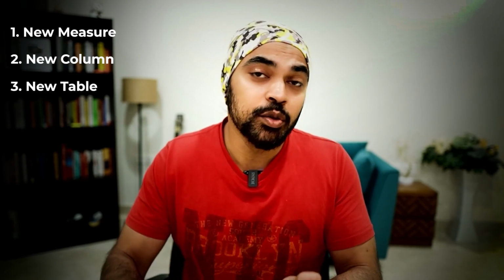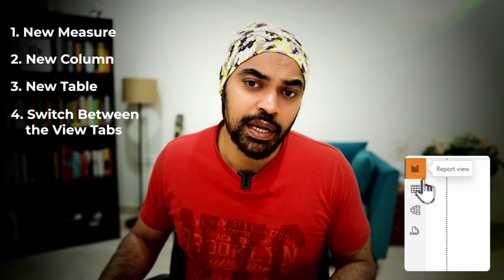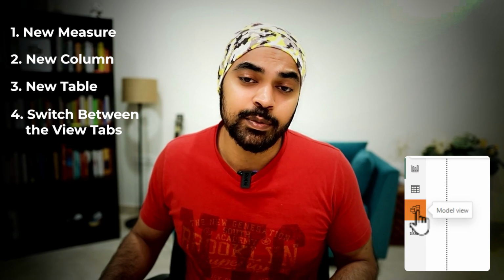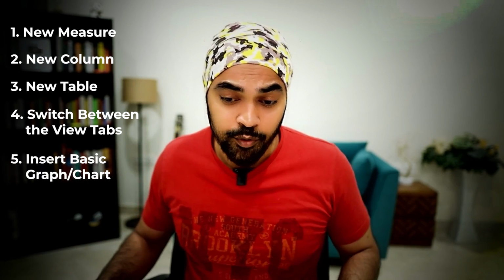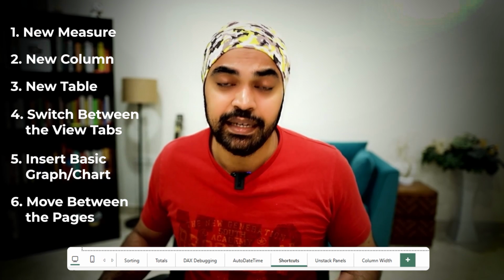Now, in general, I'd recommend Power BI to just have the basic keyboard shortcuts for the most used things in Power BI. In my opinion, those are the general ability to make a new measure, new column, new table, switch between these tabs, which is nothing but your visualization tab, your data tab, as well as your model view and the query view. We should be able to switch between these, insert a basic graph or a chart, and move the pages very, very easily at the bottom.